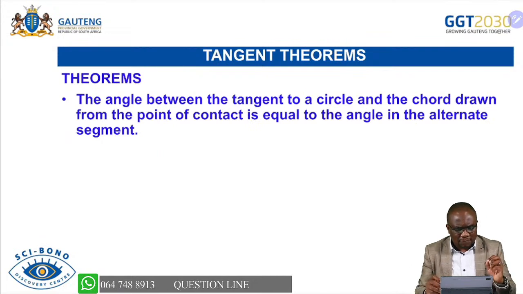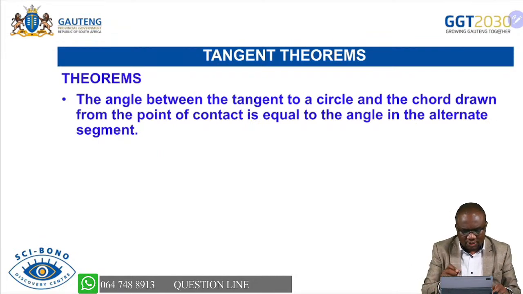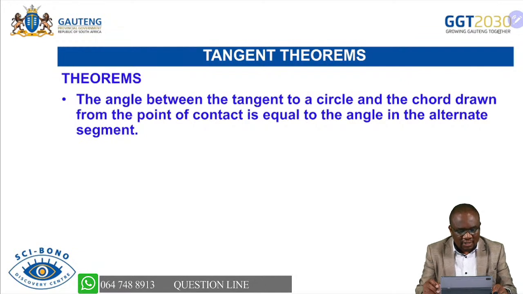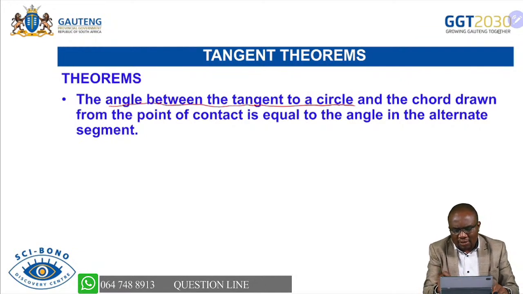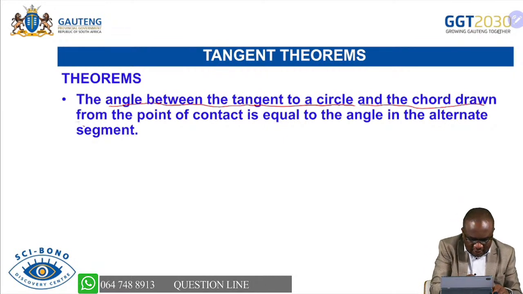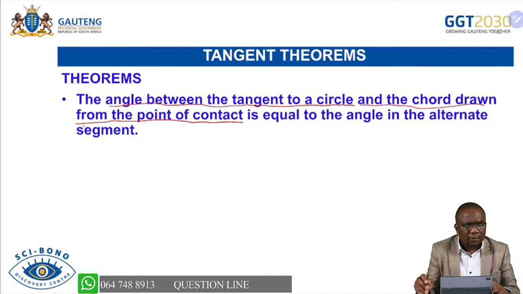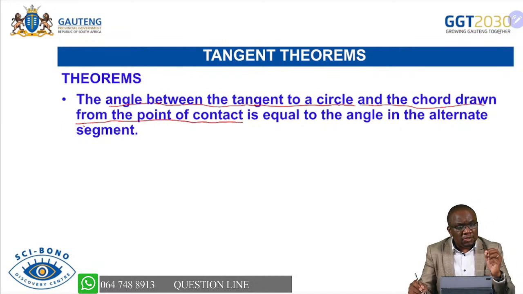Now, the angle between the tangent to a circle and the chord drawn from the point of contact is equal to the angle in the alternate segment. Does that make sense? Let's try.